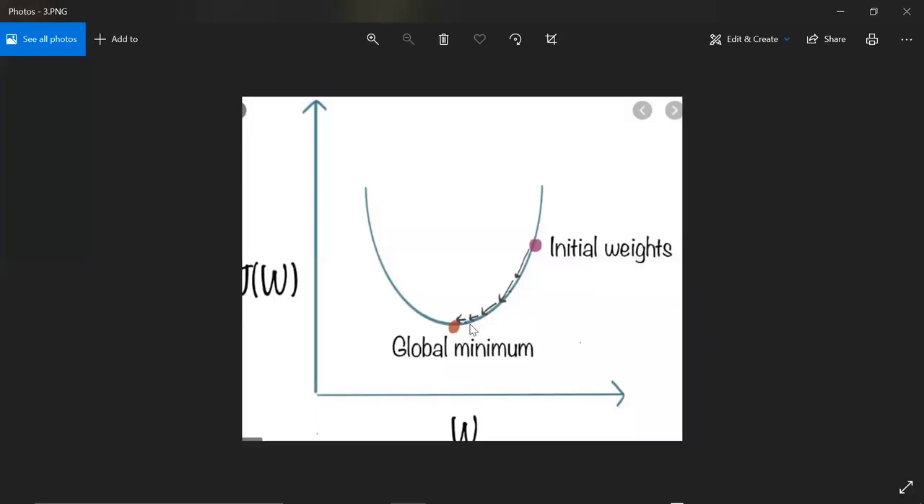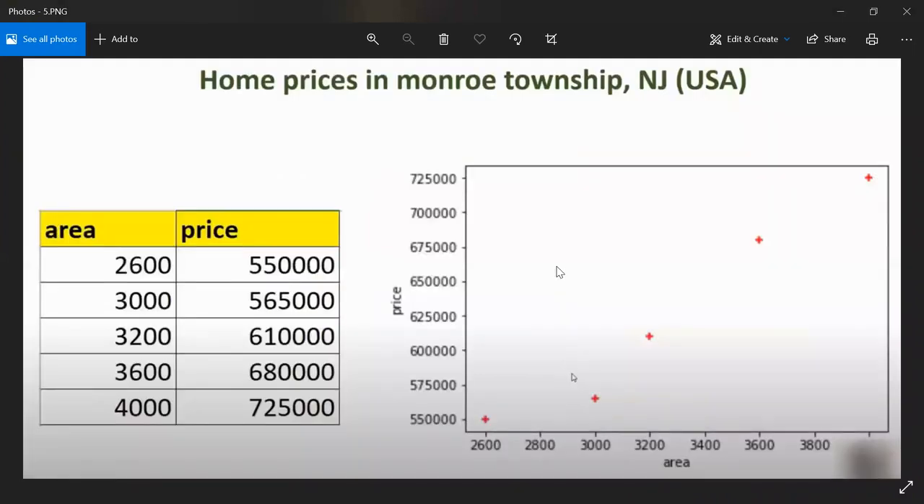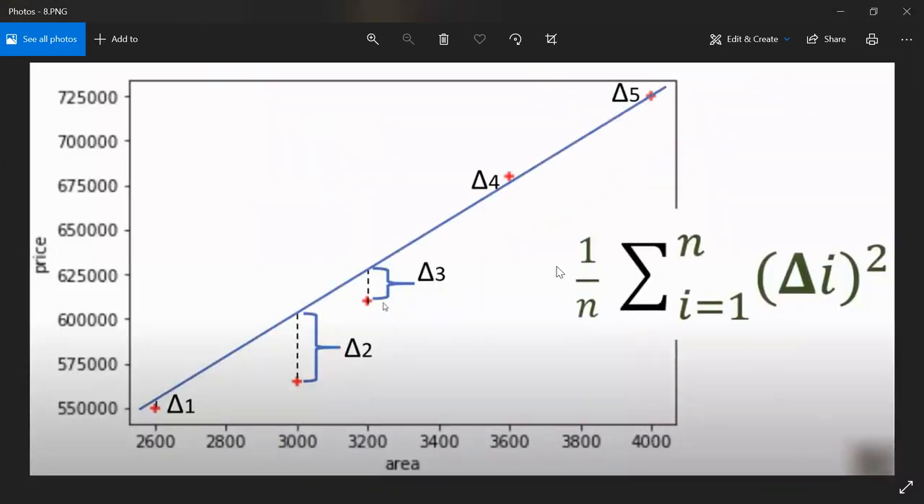Now let's say this. What is meant by global minima? This is what the gradient descent curve looks like. If I drop a ball here, it will go down, then come back, and finally it will reach this point, isn't it? This point is called the global minima. We will understand what the initial weights and all those things are.